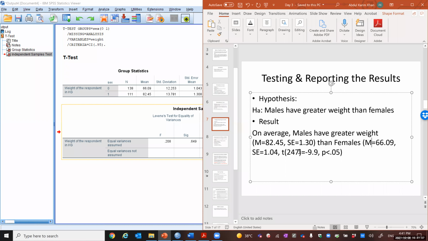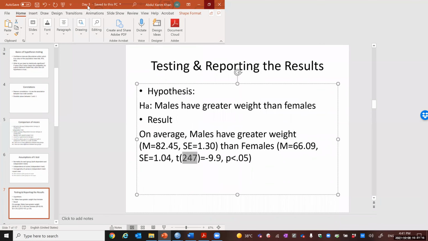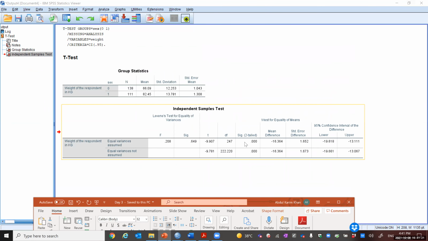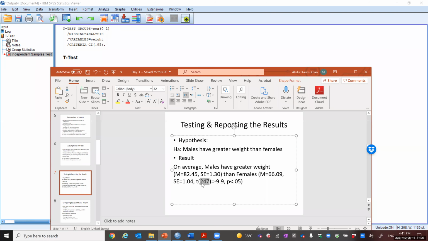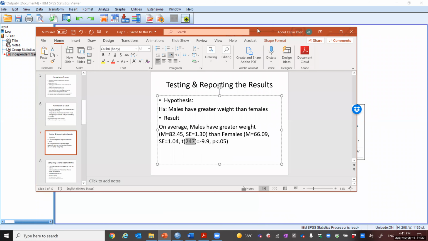Now in the bracket here, this is degrees of freedom, DF. Here you can see DF, which is 247, so we write 247 here. And then the second thing you write is the t statistic, which is minus 9.9. And of course, the p is less than 0.05.